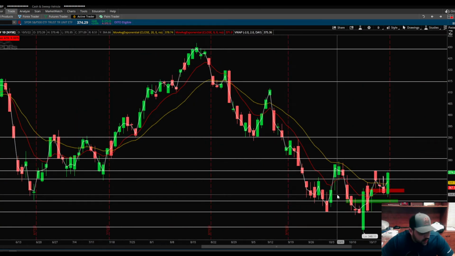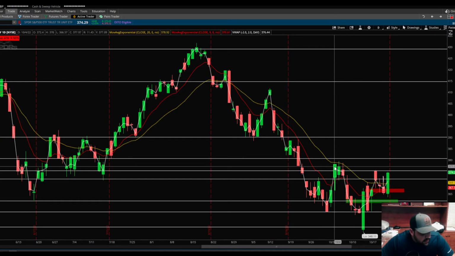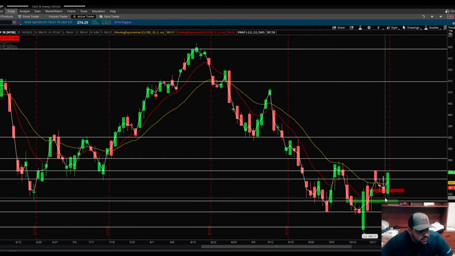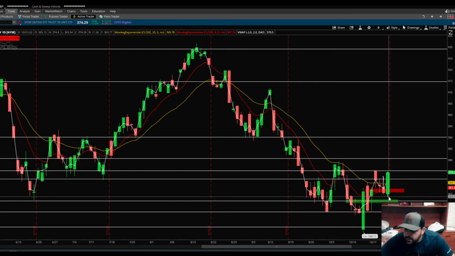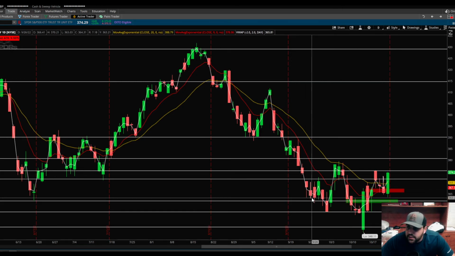So again, the overall market is bullish. Okay, we got confirmation also on the SPY. It showed us a higher low. So next week we might go higher and test the 380 or the 390, which is gonna be nice to see actually. So that's it for today, guys.